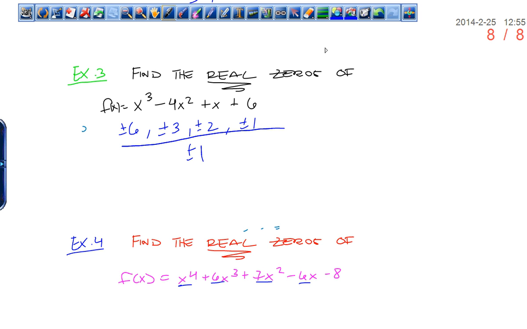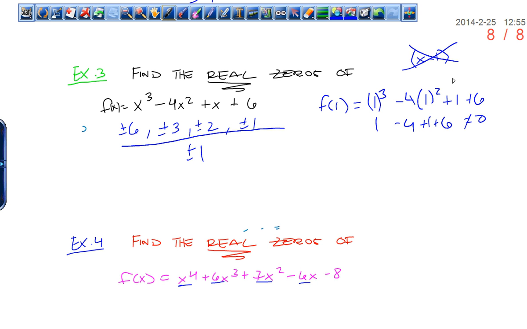We're going to use the remainder theorem. Remember, the remainder theorem says if we take f of 1 and it gives us 0, then I have a factor. And I would be able to do synthetic division. So we have 1 cubed minus 4 times 1 squared plus 1 plus 6. So I get 1 minus 4 plus 1 plus 6. That doesn't equal 0. So that means x minus 1 as a factor is out. So let's try x plus 1.